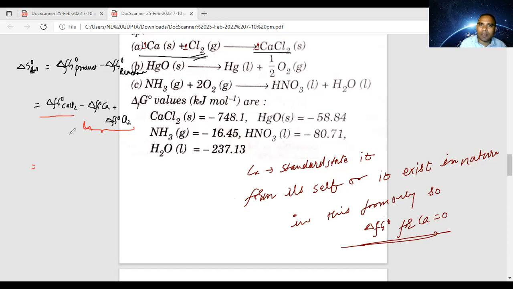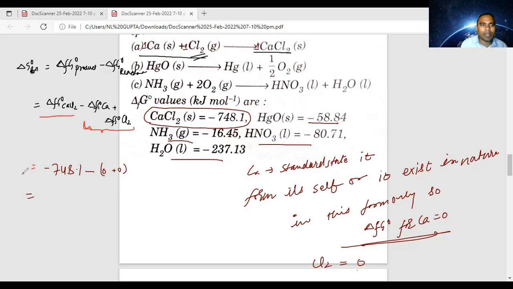Cl2 also exists in this form, so it will also be 0. Let's see the values given: CaCl2 is given, HgO is given, NH3 is given, NO3 is given, H2 is given. CaCl2 is minus 748.1. Calcium will be 0, and Cl2 is again 0 only. So 0 plus 0 is 0. So here delta Rg naught is coming minus 748.1.